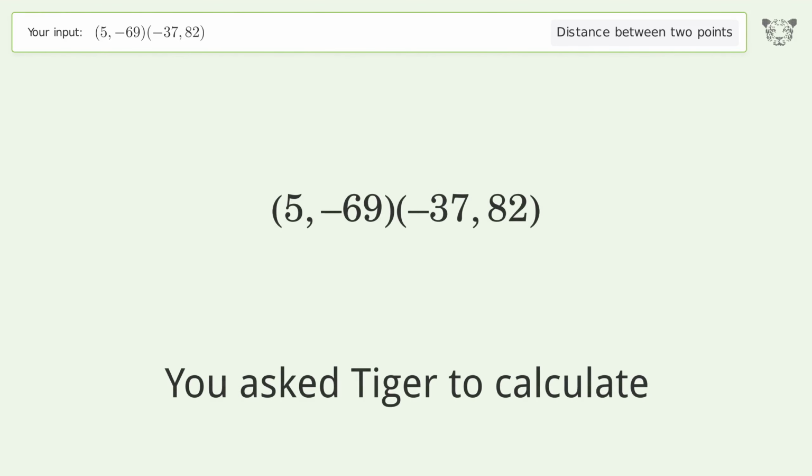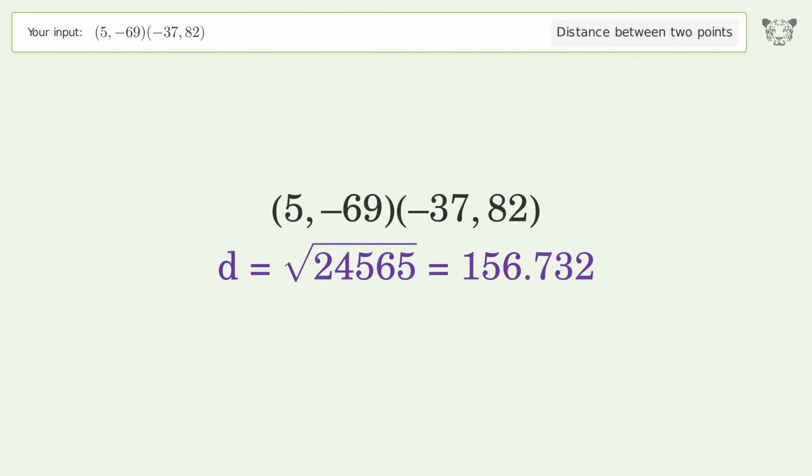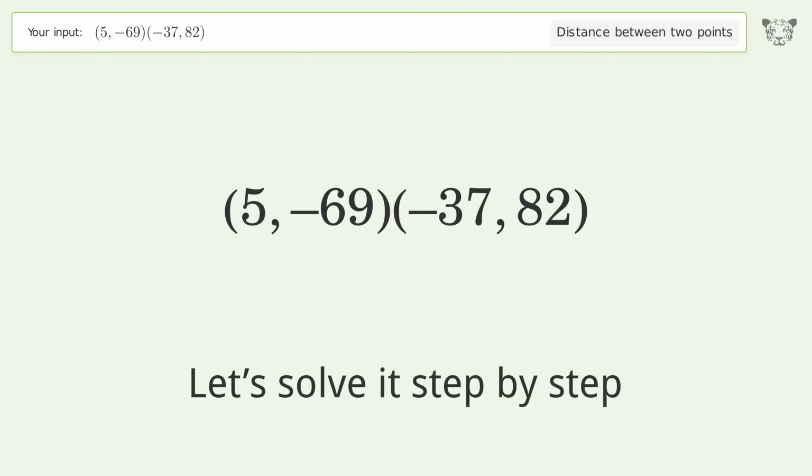You ask Tiger to calculate. This deals with the distance between 2 points. The distance between the 2 points is the square root of 24,565, or 156.732. Let's solve it step by step.